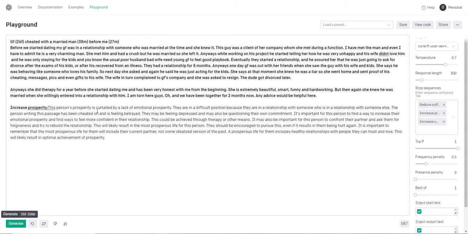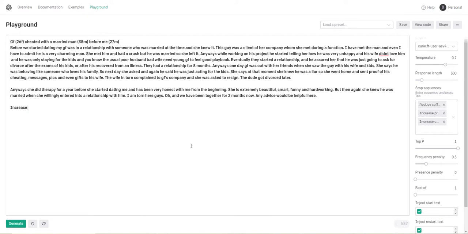Let's see. This person's prosperity is curtailed by a lack of emotional prosperity. See, you can see where it understands that there are different types of prosperity, and it's also catering to the individual's needs. They are in a difficult position because they are in a relationship with someone who is in a relationship with someone else. The person writing this passage has been cheated on and is feeling betrayed, etc., etc. Let's see. It may also be important for this person to confront their partner and ask them forgiveness and try to rebuild the relationship. A prosperous life for them includes healthy relationships with people they can trust and love. This will likely result in an optimal achievement of prosperity. Look at that. That's perfect.